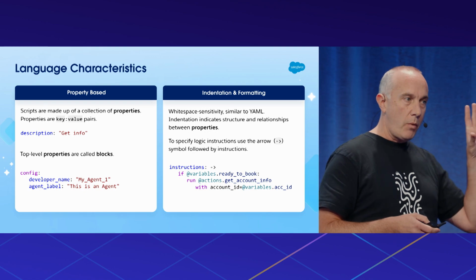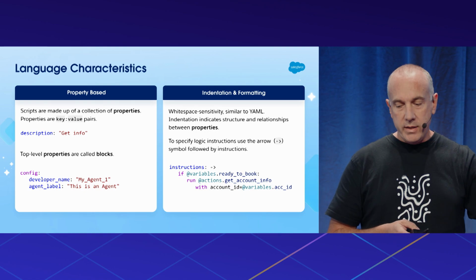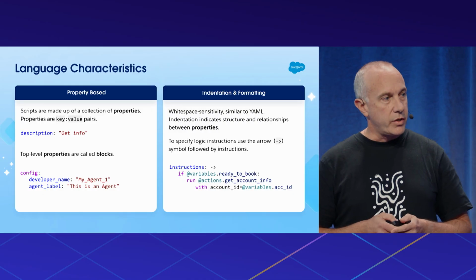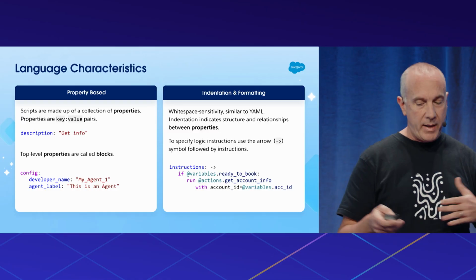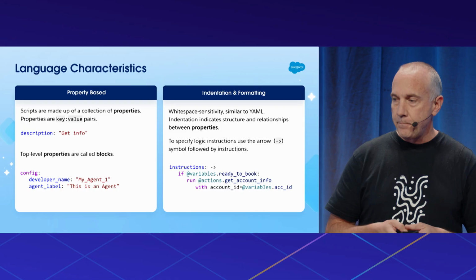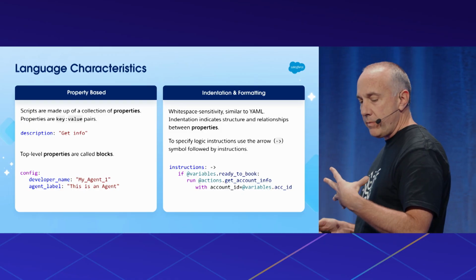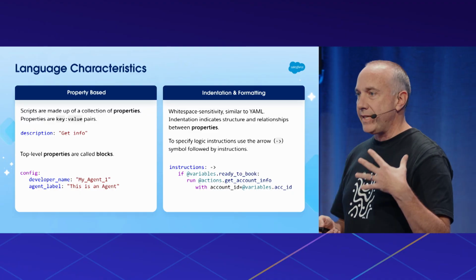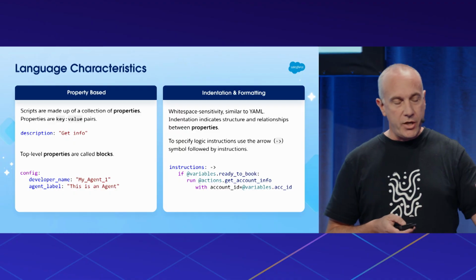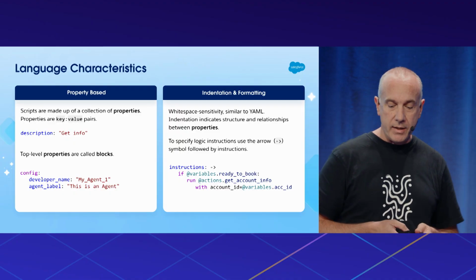AgentScript also has top-level properties, and we call them blocks. So in the example that we've shown on the screen, you can see config is a block. It's a top-level property, and underneath you can see the key value pairs, because for config, I need to specify developer name and agent label. Indentation and formatting is really important. AgentScript has white space sensitivity, very similar to YAML config files, or Python if you're a Python programmer. So indentation indicates structure and the relationship between those properties, those key value pairs.